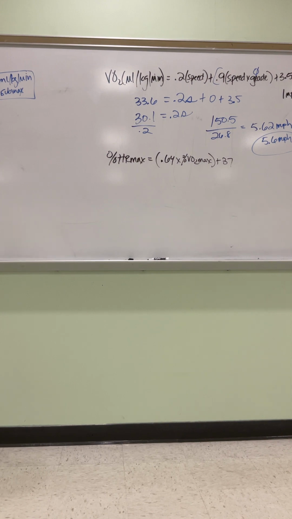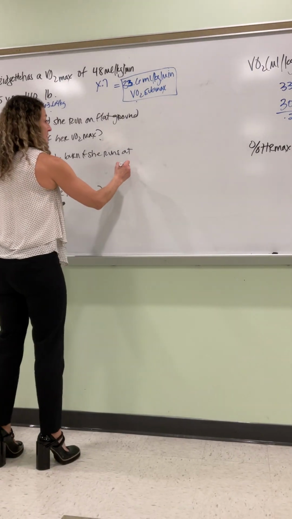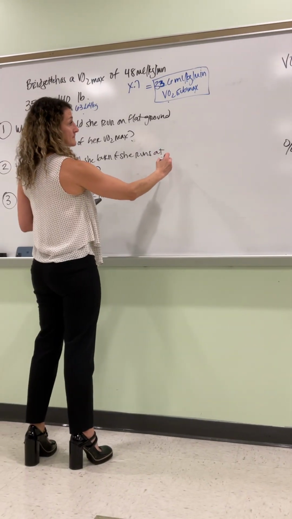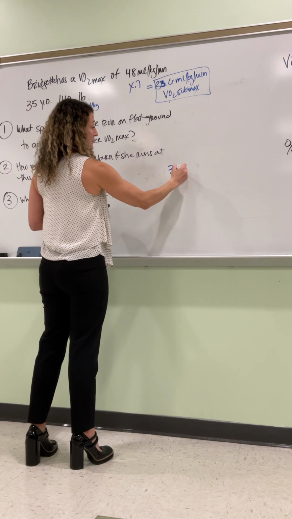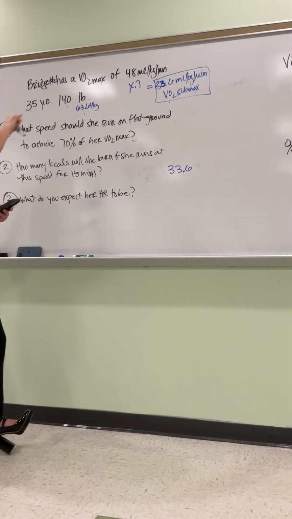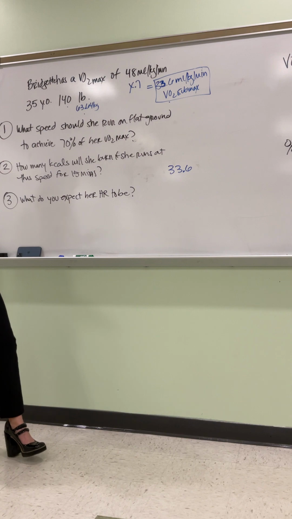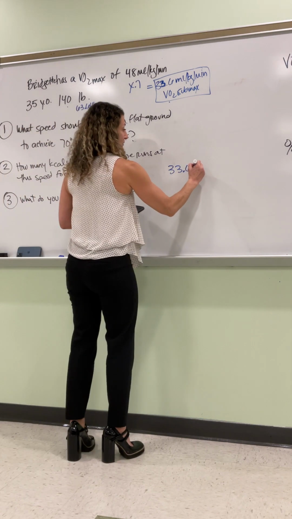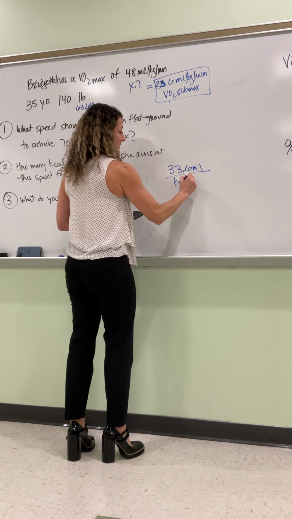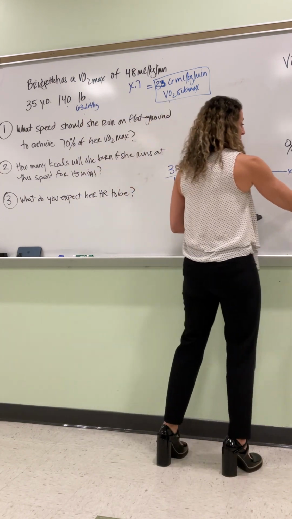If she does that for 15 minutes, how do we figure out her energy expenditure? Check her VO2 submax, 33.6. Common error here is to use the 48, but I guarantee she's not running at her VO2 max for 15 minutes. You've got to use the submax. So milliliters per kilogram per minute.